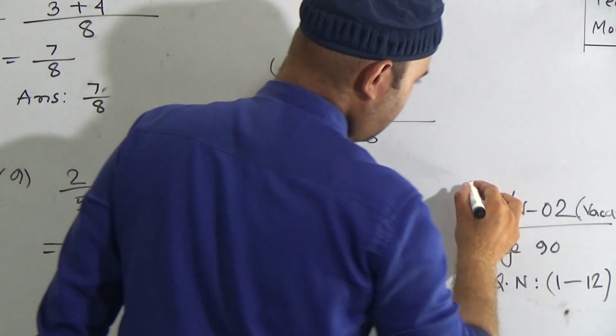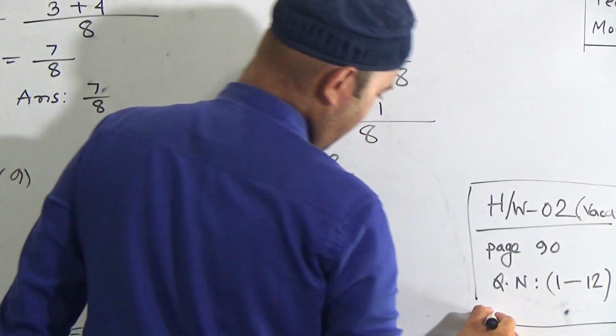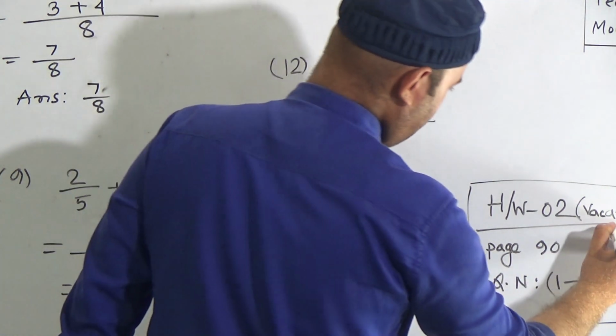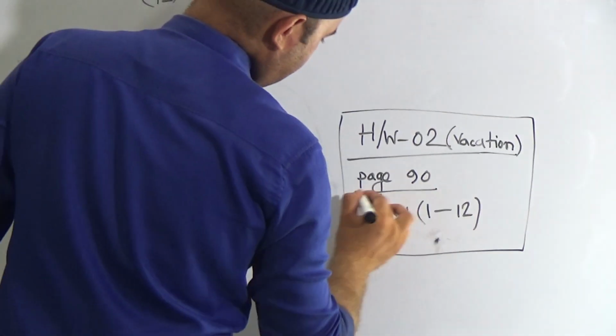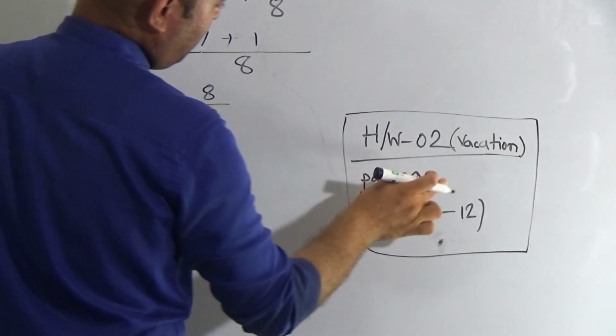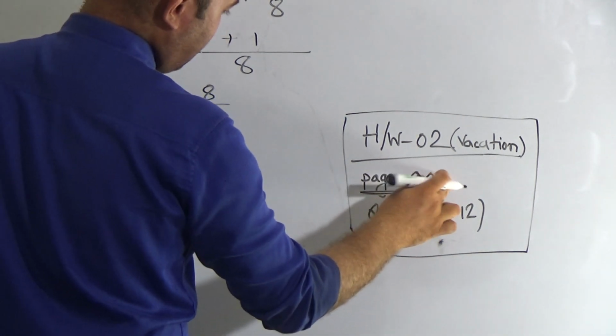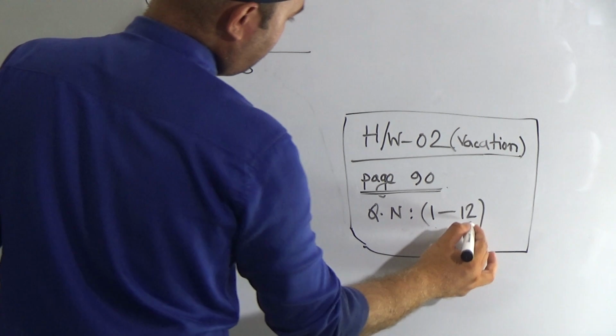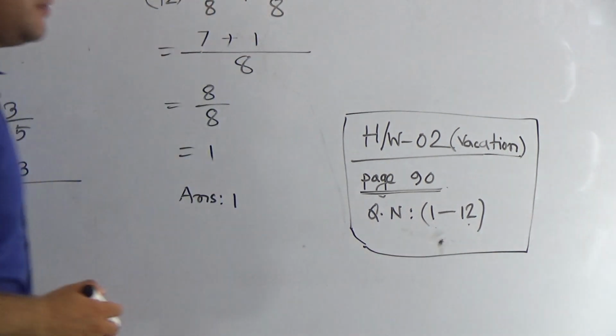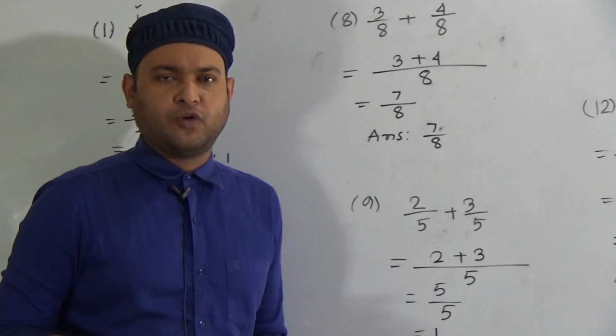Now look, here is your HW number 2, and it is your vacation HW, and it is included in your elementary mathematics book on page 90, question number 1 to 12. My dear students, practice it at your home more and more.